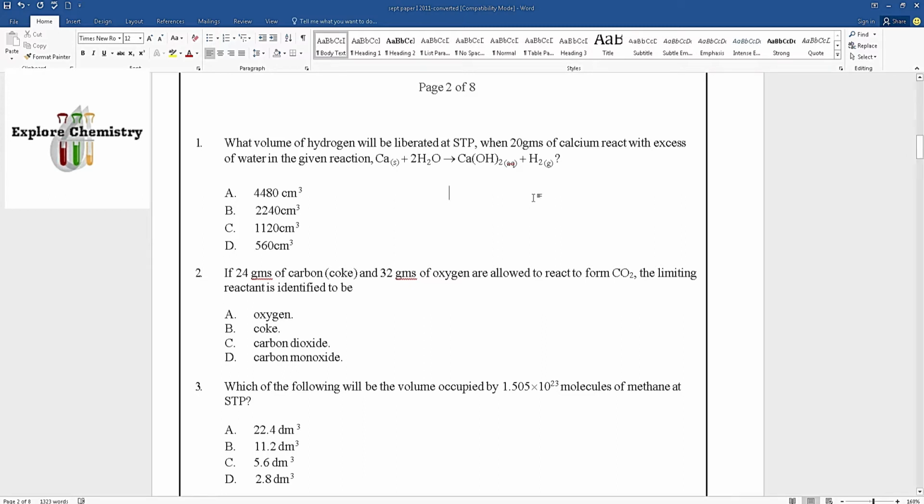So for finding moles of hydrogen, 20 grams of calcium are given. So this is the mass of calcium. From moles of calcium you can find moles of hydrogen. So you have two options: either you convert mass of calcium into moles, or you calculate mass of hydrogen from mass of calcium directly and then convert that mass of hydrogen into moles.